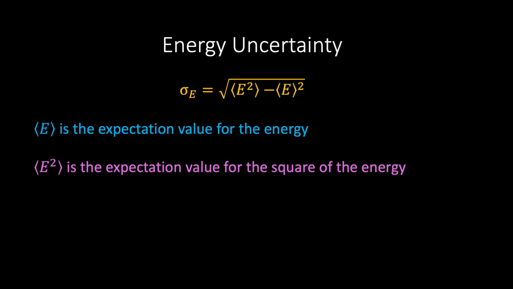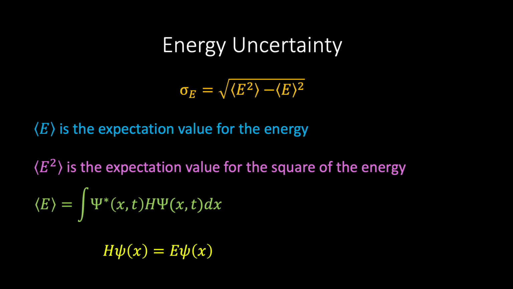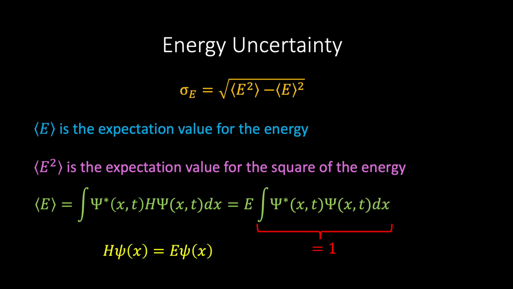Now, the expectation value of the energy for a particle with a normalized wave function is given by the following integral, where we have sandwiched the Hamiltonian operator between the complex conjugate of the wave function and the wave function itself. If we then simply use the energy eigenvalue equation, we see that the expectation value expression simplifies and is equal to E, where we've used the fact that the integral of the modulus squared inside the box is simply equal to 1, and so we see that the expectation value of the energy is simply equal to E.